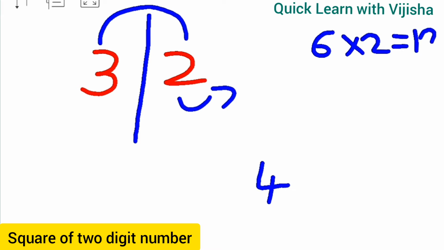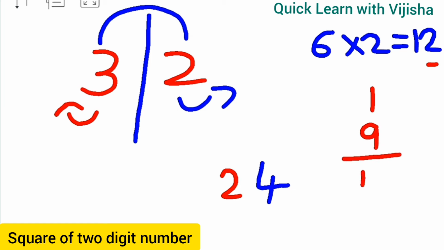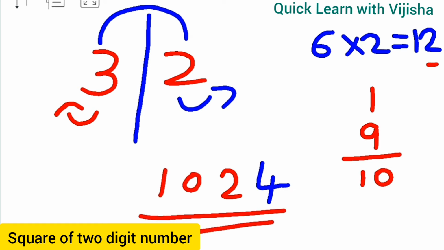It becomes 12. So it's a 2-digit number. We will write only this 2. So we have written 2. The remaining 1 is there in 12. Now the same way for this side. 3 square. 3 square will give you the value as 9. Understanding children? So 1 plus 9 will give you the value as 10. So we will write here 10. 1024 is the square of 32. That means 32 into 32 will give you the answer as 1024.